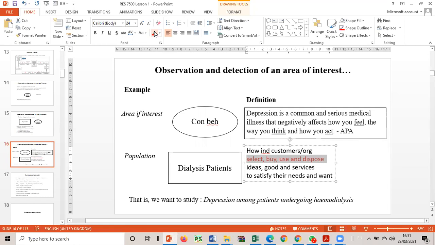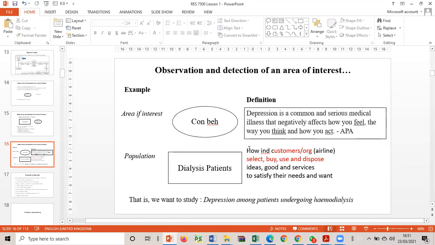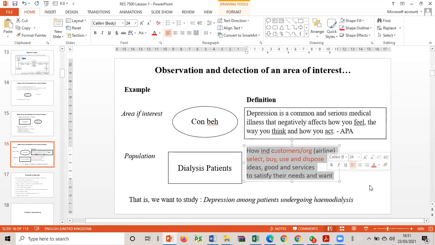So what kind of customers and organizations are involved? For my research? Yeah. I'm looking at those from the airline industry. Airline industry. It's a very specific airline industry. That's your population. So once your customers, you're going to define which customer you're talking about. By defining this, you're getting so much information on how you go about doing this, right?